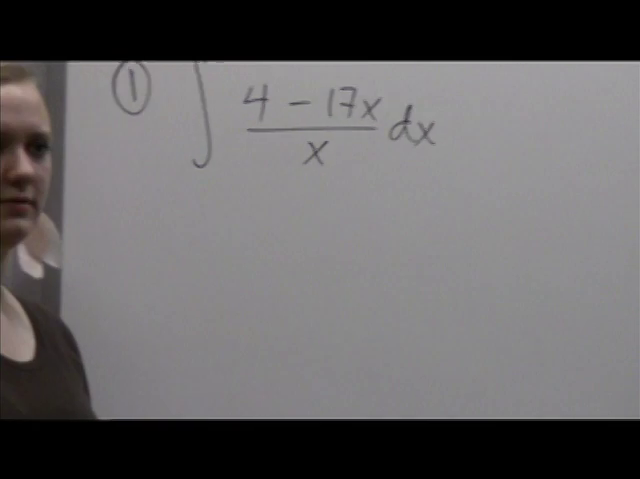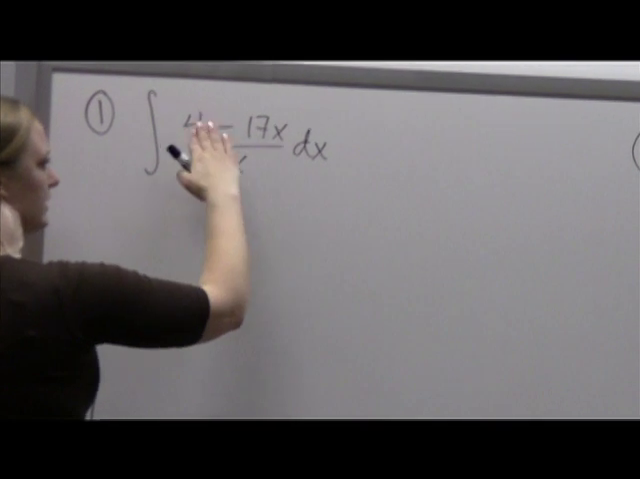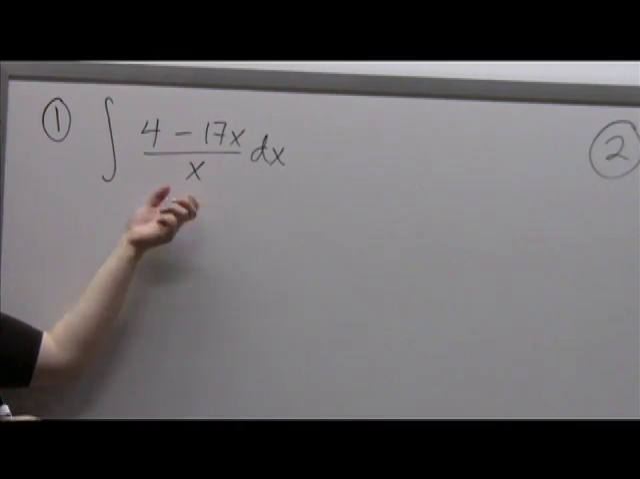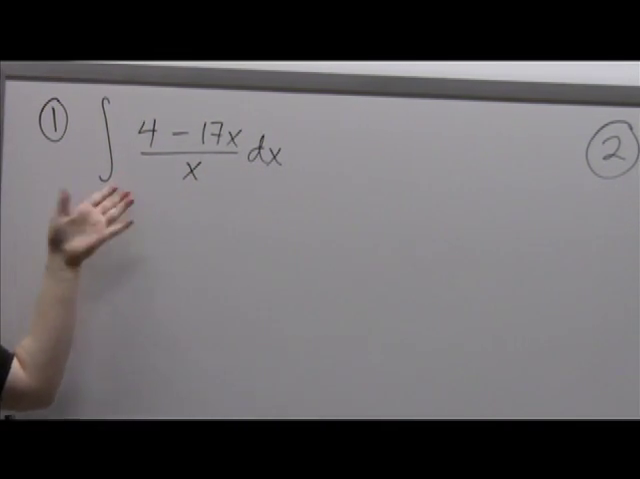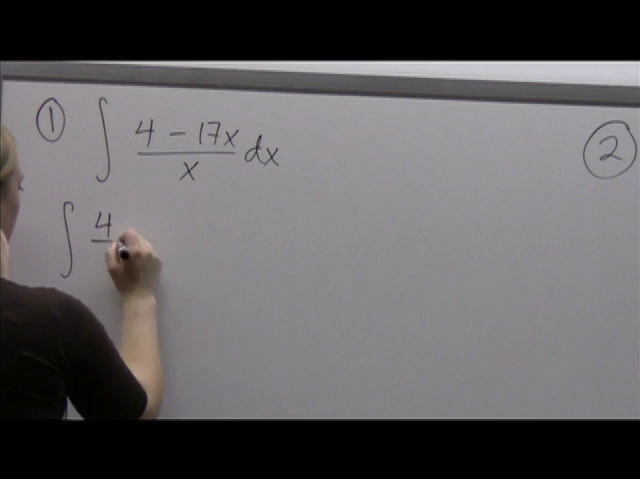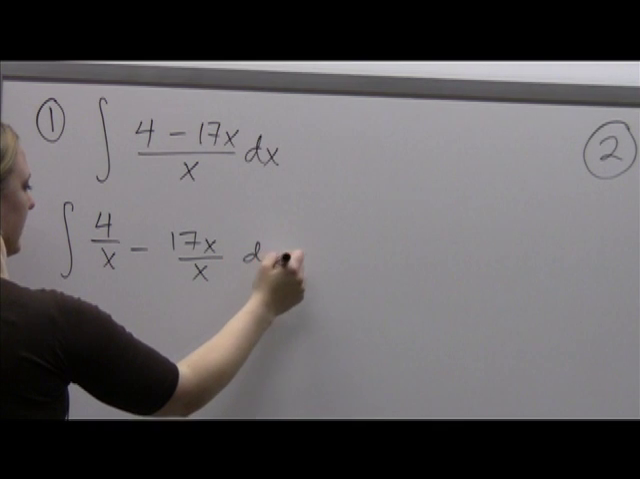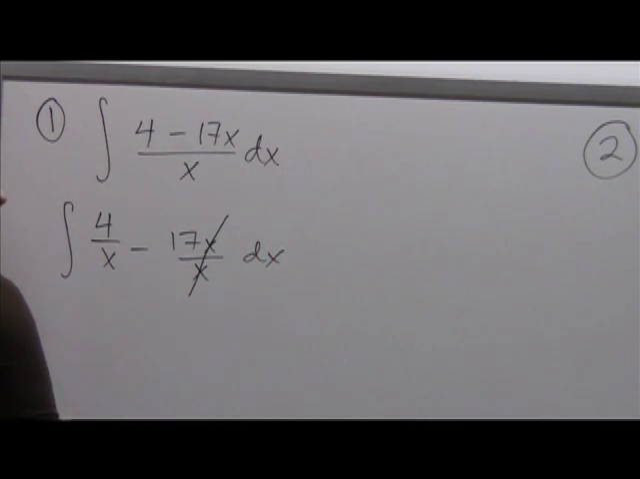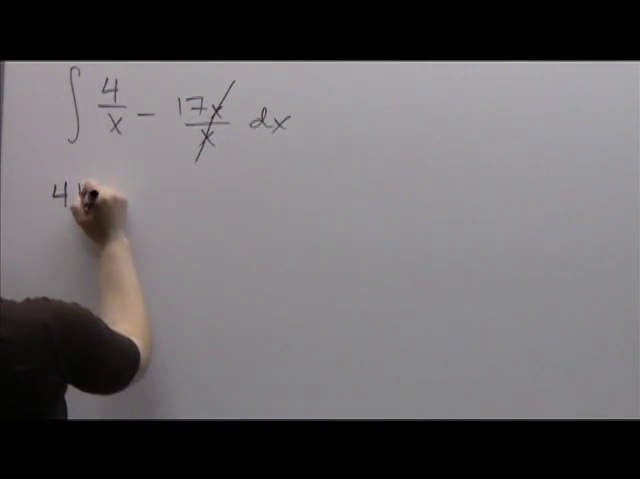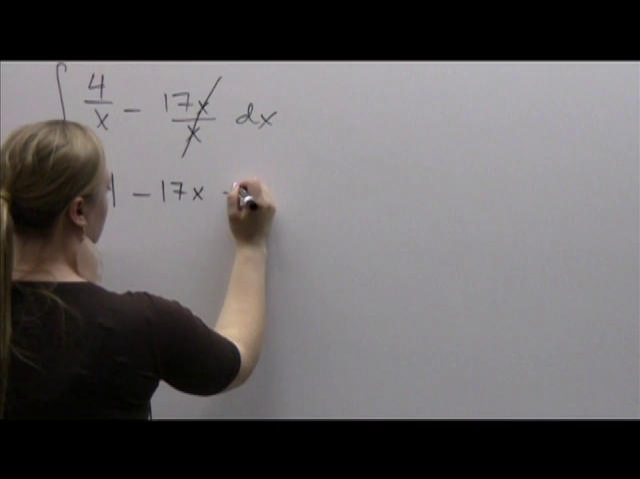So the first one, what you're supposed to see is to split it up. When the top and the bottom are both polynomials and the bottom is just one thing, you'll probably see a problem just like this. It just might have square roots in it. You're just going to break it up. So it's 4 over x minus 17x over x. Notice that the x's are going to cancel on this one. This is going to become 4 ln of x minus 17x plus C.